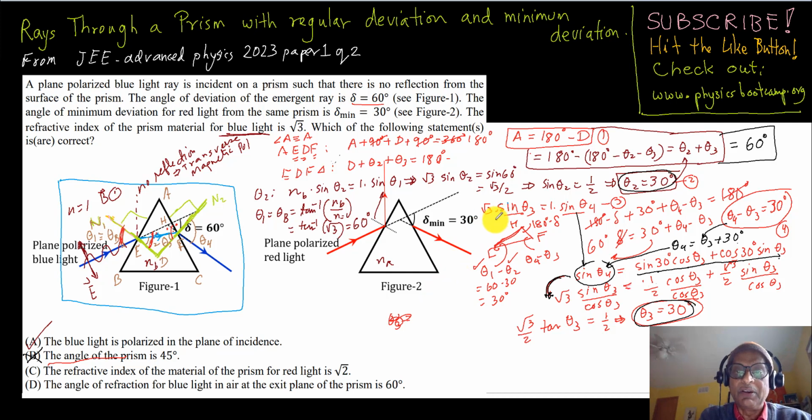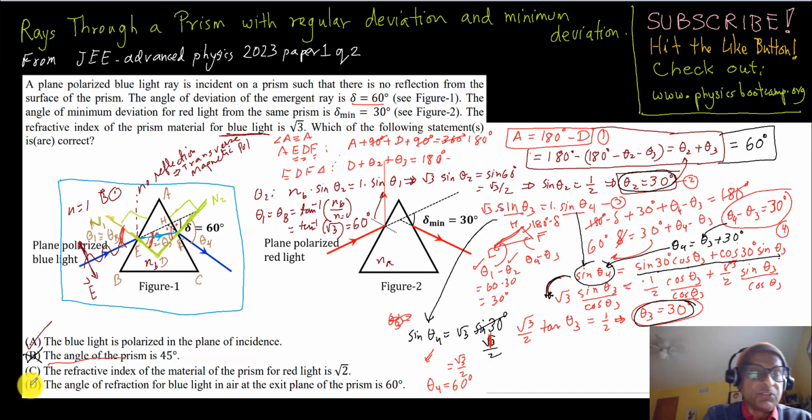So we already know sine theta 4 equals square root of 3 sine theta 3, which will be 30 degrees. And so that will be square root of 3 over 2. Not correct. This is going to be 1 over 2. So that will make it square root of 3 over 2. And that will make theta 4 equal to 60 degrees. So D is correct. So I got A correct, D correct, and B not correct.